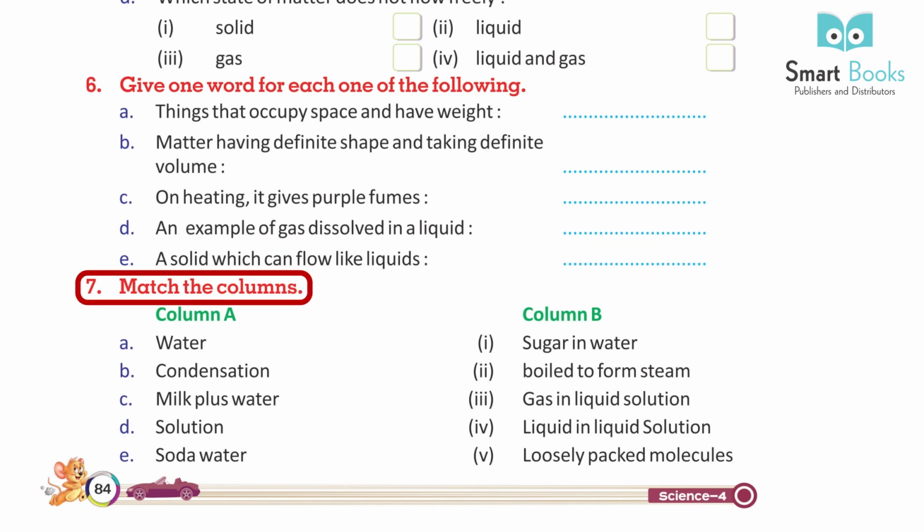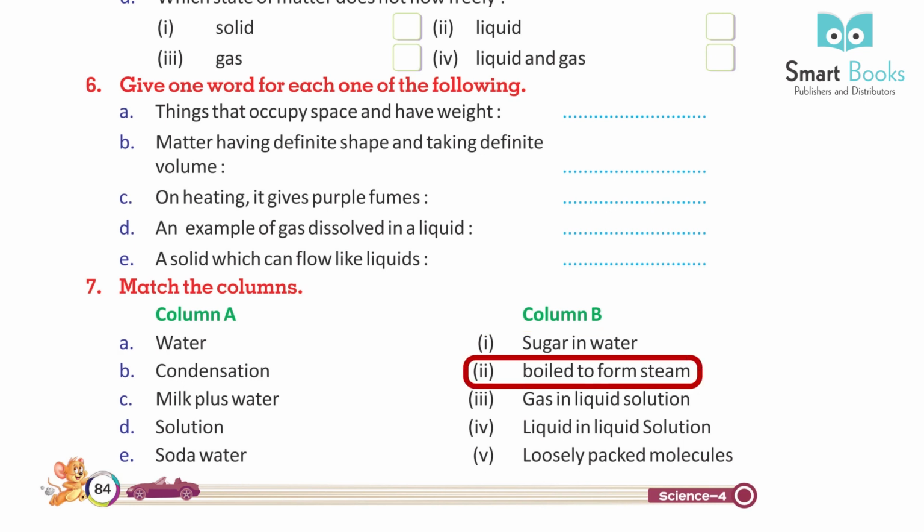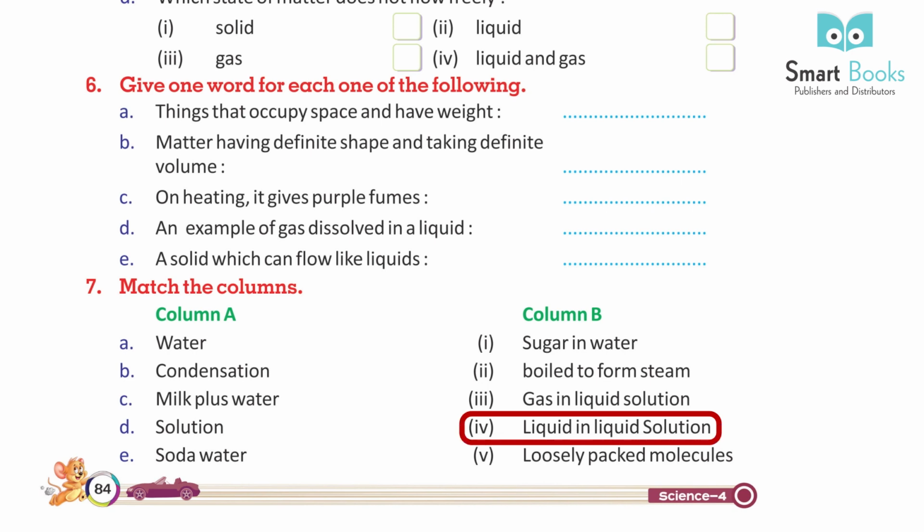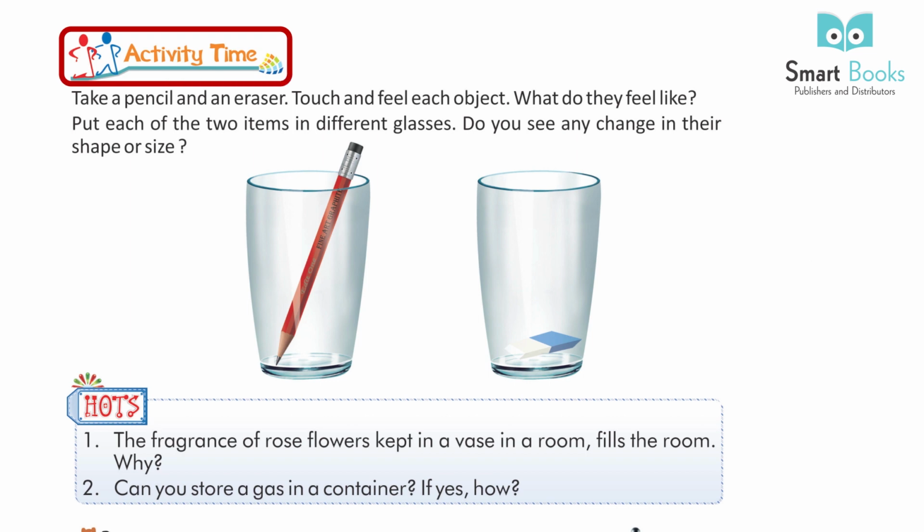7. Match the columns. Column A. A. Water. B. Condensation. C. Milk plus water. D. Solution. E. Soda water. Column B. 1. Sugar in water. 2. Boiled to form steam. 3. Gas in liquid solution. 4. Liquid in liquid solution. 5. Loosely packed molecules.